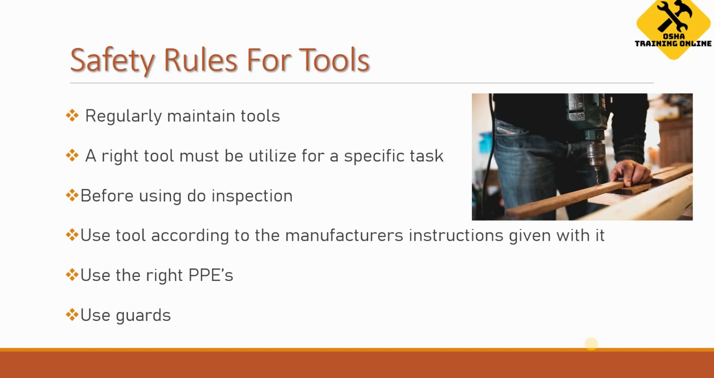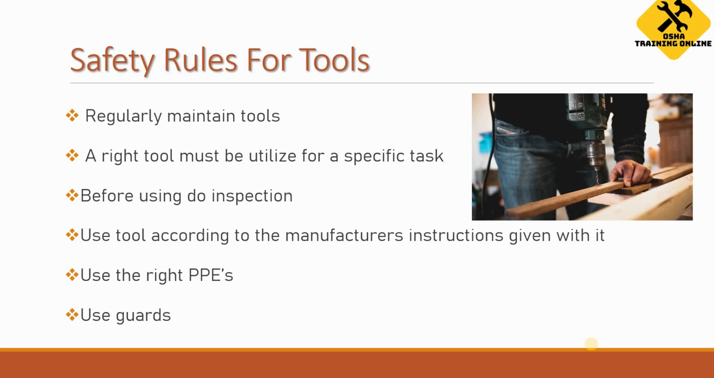A right tool must be utilized for a specific task. There are situations in which workers use a different device for some task by which they can accomplish it, but in safety rules that's not okay. In safety, you have to use the right tool for the task. There are specific devices or tools for a specific task. As a safety officer, you should not go into this depth. A worker knows which device to use at which time, but you have to make sure that he is doing things in the right way.